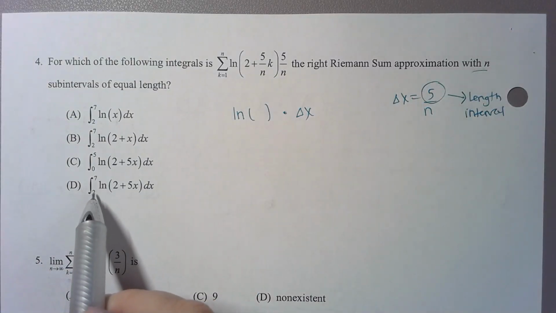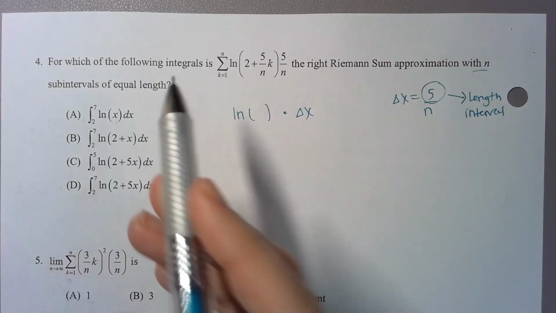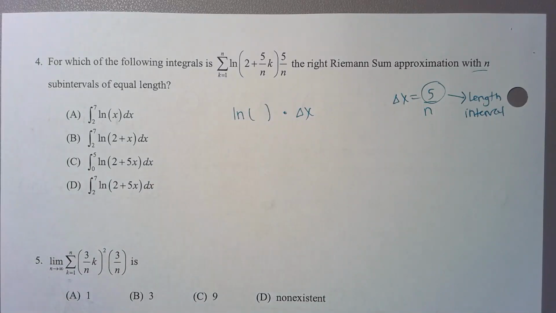Oh, okay, well, that doesn't help. 2 to 7, 0 to 5. So that doesn't help. Okay, but that's fine. If we could have eliminated answers, that would have been great.